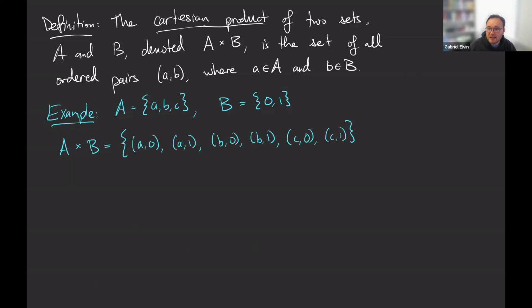So this new set has 6 elements. They're completely different objects, right? In A, those are just letters. In B, those were just numbers. And now in A cross B, the elements are ordered pairs of things.